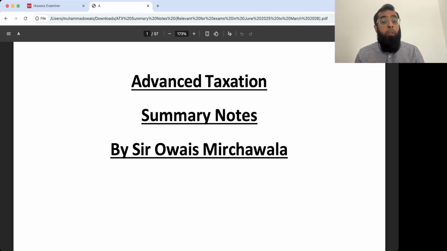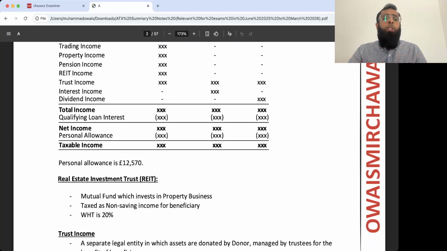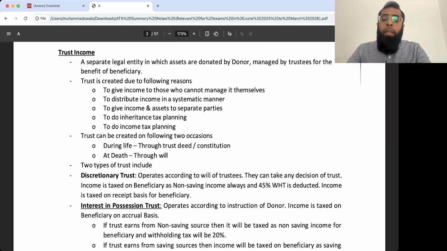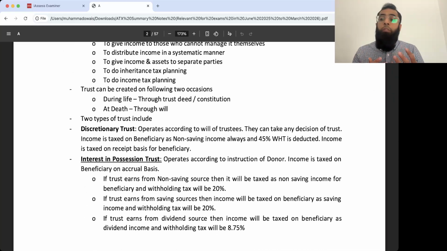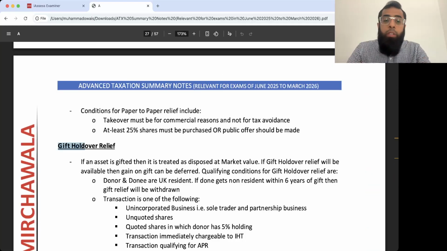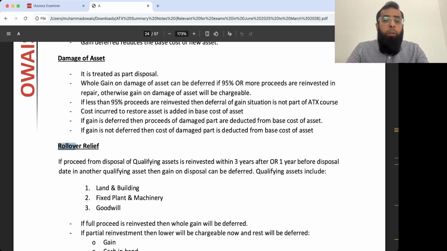this exam paper through my life-saving document, which is these summary notes, in which I have summarized the entire course of Advanced Taxation in just 57 pages. We will be referring to all of the topics which are included in this exam paper. It's a very great document. You can refer to any topic by just searching around it. For example, if you want to refer to gift holdover relief or rollover relief, you can revise all the relevant topics through navigating around this document.